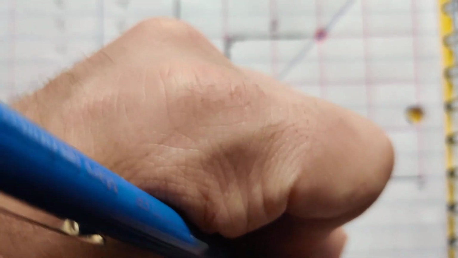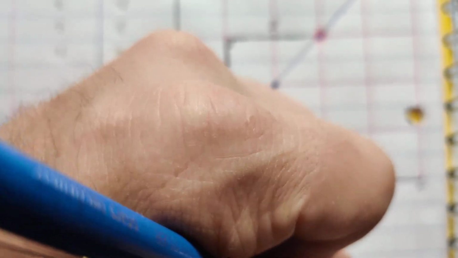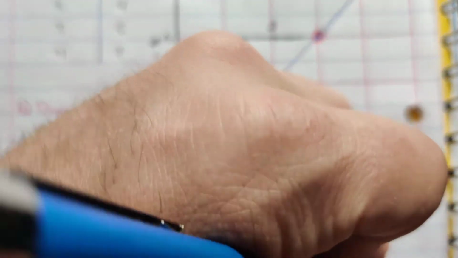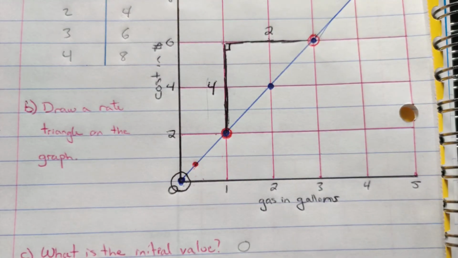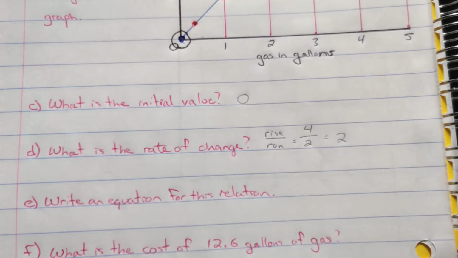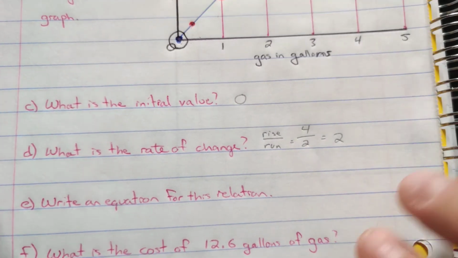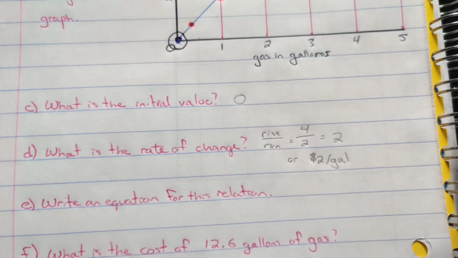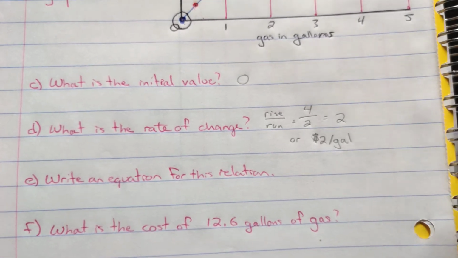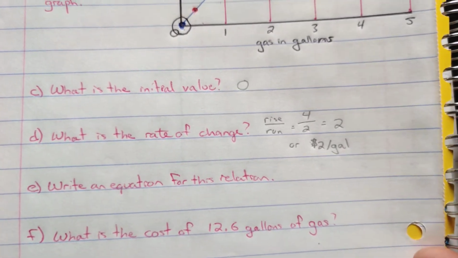So rise over run equals 4 over 2, which equals 2. So our rate of change in this case is 2, or $2 per gallon as a unit rate. We want to write an equation for this relation.